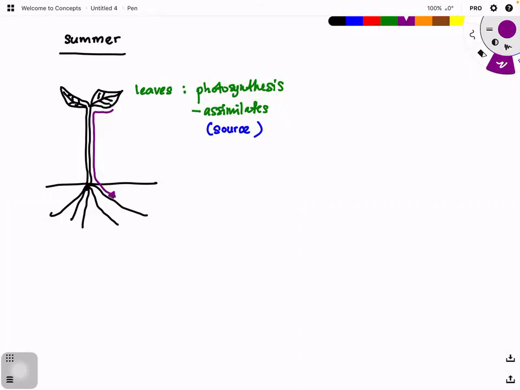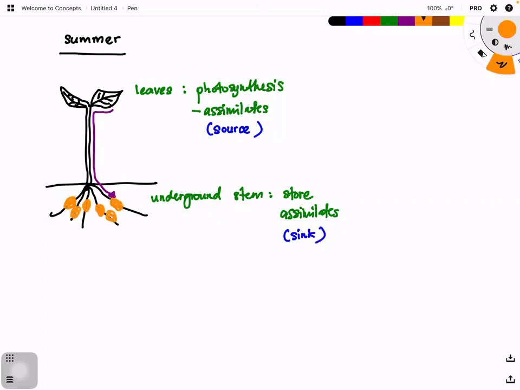So what happens to this underground stem? The underground stem now receives and stores the assimilate. When it stores assimilate, it receives, right? So this one is the sink. From the source to the sink: the leaf is the source, the underground stem is the sink. Therefore you can see that the potato tuber is formed because it stores the starch. You can see that these underground stems start to grow and store this potato tuber.